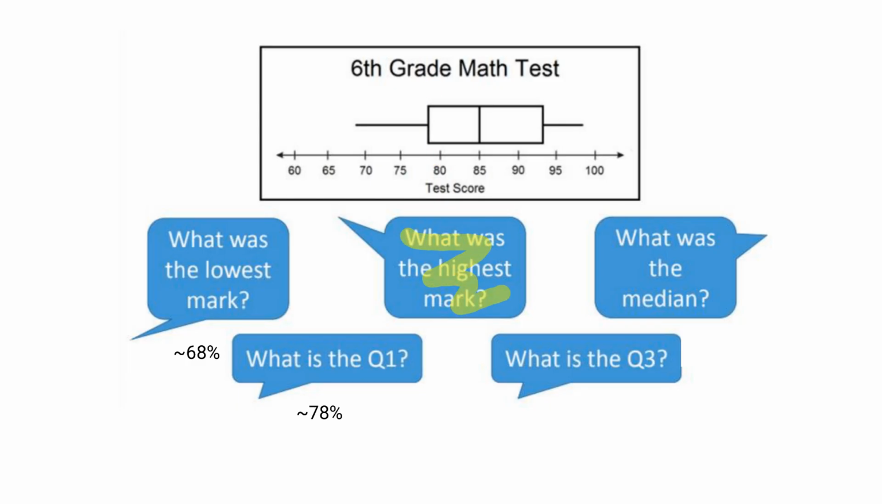Then it says, what is the highest mark? Well, the highest mark is at the end of the other whisker, so in that case, it's probably about 98%. Then we're asked, what is Q3? And Q3 is right there, which is about 93%. And then what is the median? The median is right there in the middle, and that's at 85%.